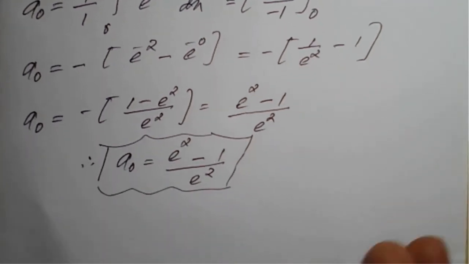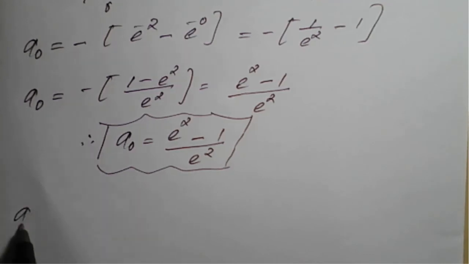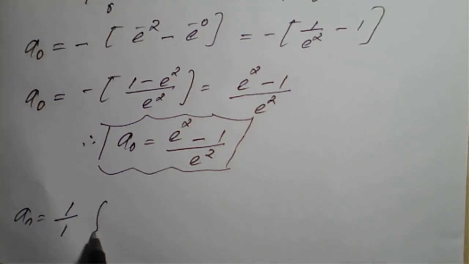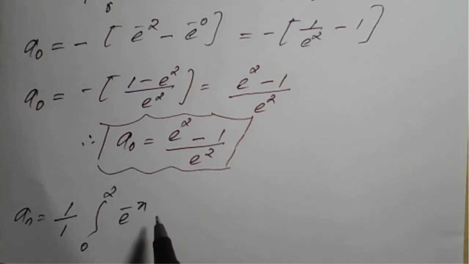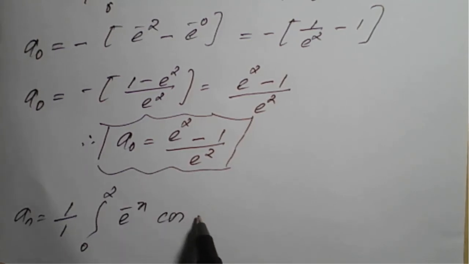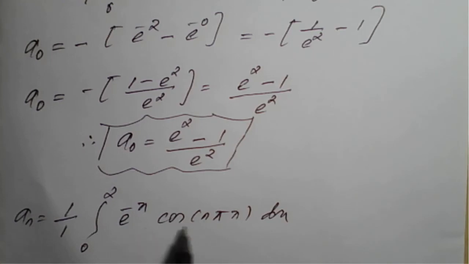Now we'll go for the value of an now. So what is an? So an is nothing but 1 upon L, that is 1 upon 1, 0 to 2L. L value is 1, means 0 to 2. F of x value is e raised to minus x into cos of n pi x upon L. So L is 1, means it will become n pi x into dx. So we need to apply what here?